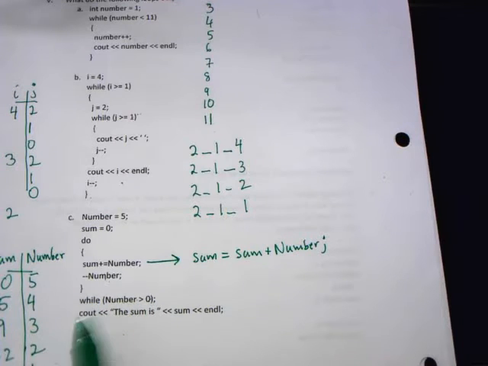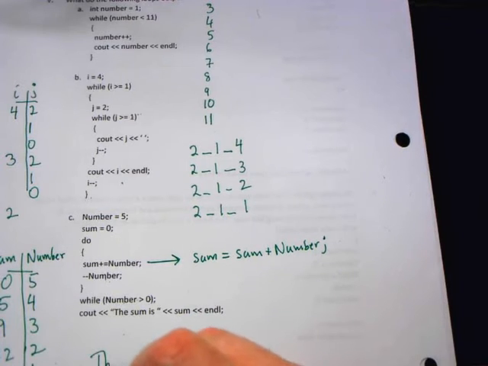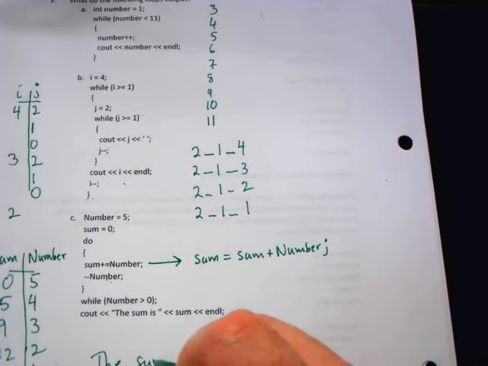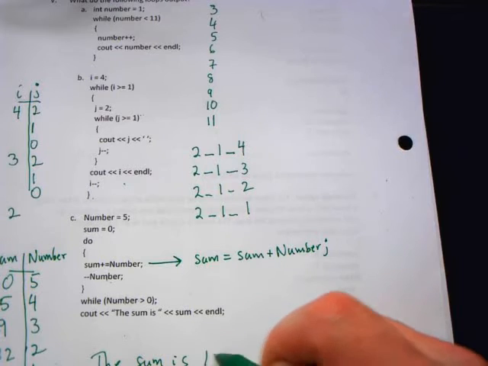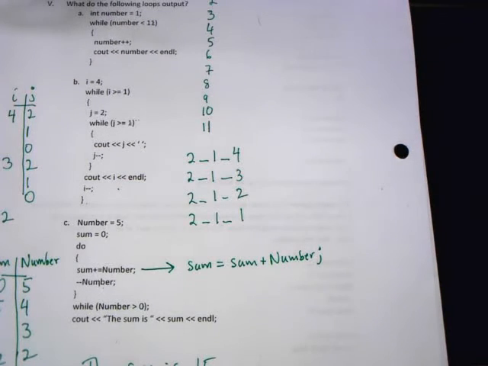So we jump out of the loop, and what are we going to print? Sum is. The sum is 15. So what did that loop do?